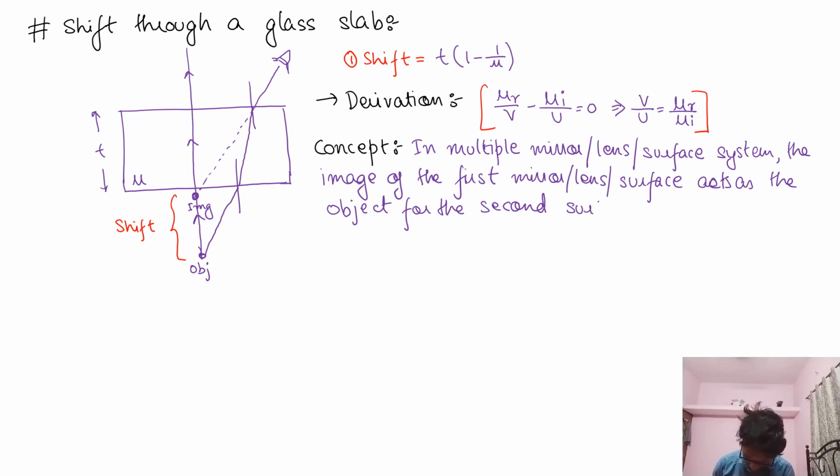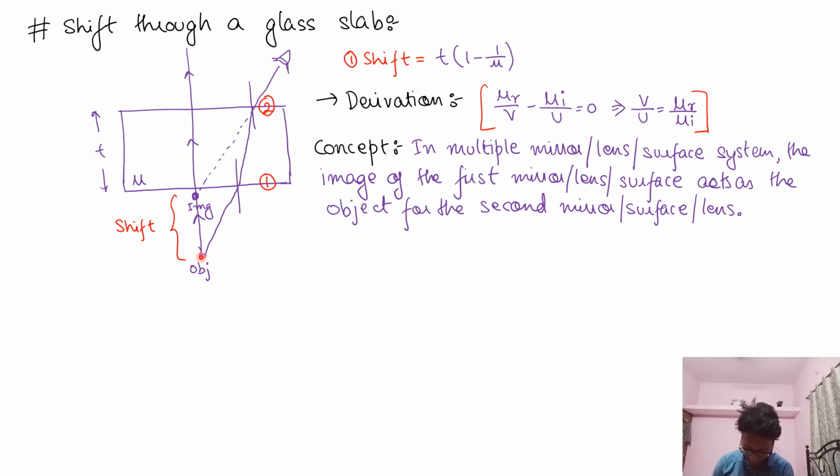Mirror, surface or lenses. This is our underlying concept. That means the image of this surface would act as an object for this surface. Out here there are two surfaces, first surface and second surface. So the image formed by this surface would act as the object for this surface. This much we know.